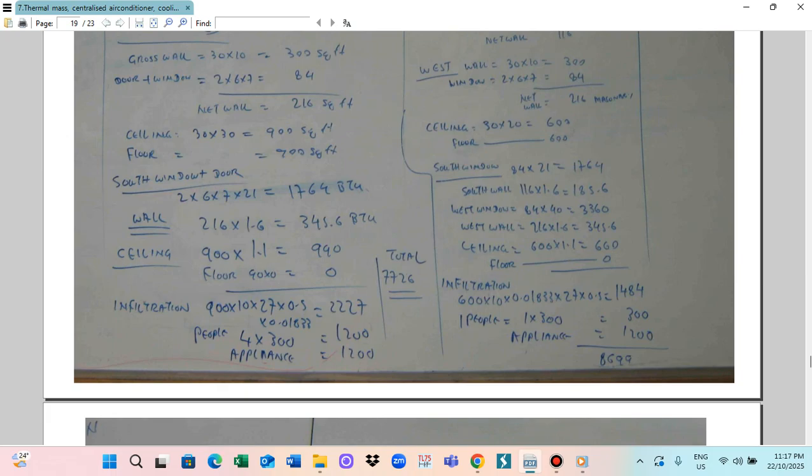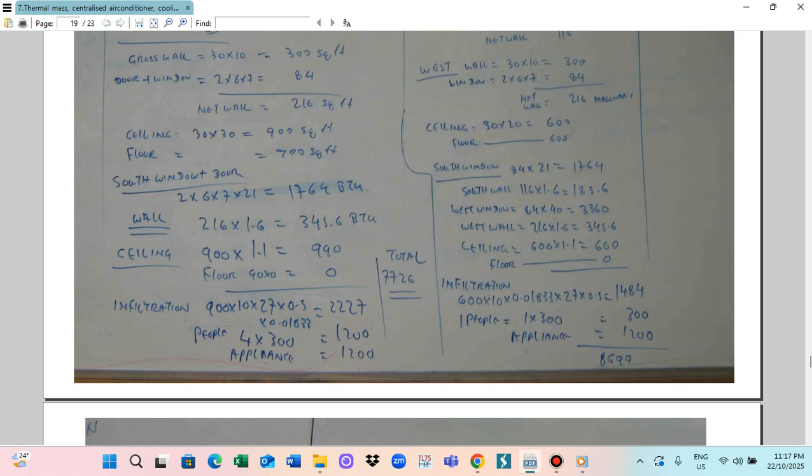And then we also have to calculate the south window and door, which is 21. So this is 2 windows, 6 multiplied by 7 multiplied by 21 is 1764 BTU. So heat transfer from the south window and door is 1764 BTU.